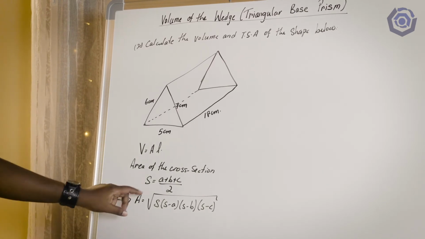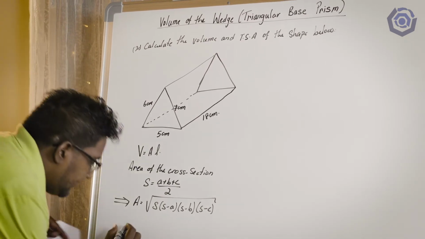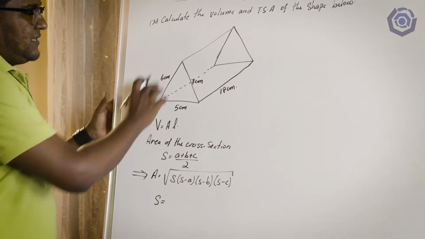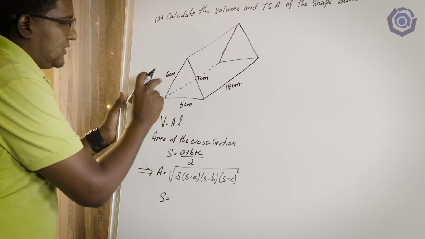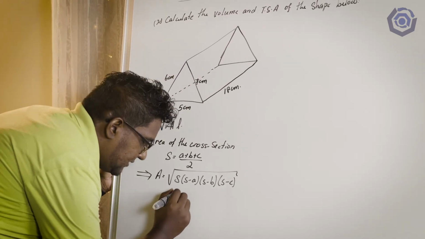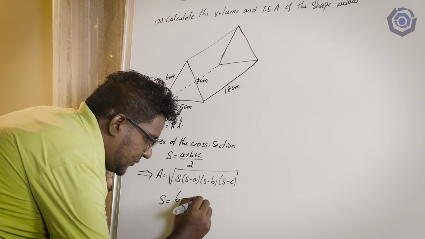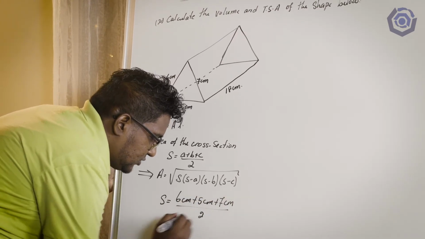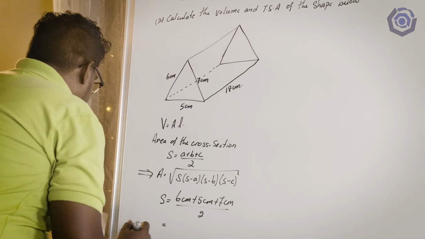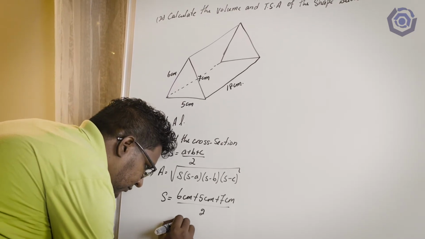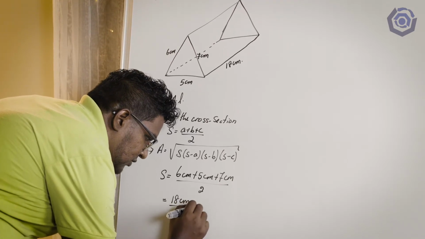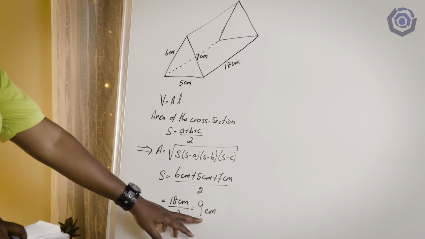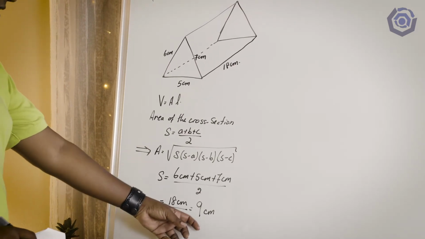So let's start. The first thing we have to do is find what is S. So S is equal to A plus B plus C, and A, B, and C are the sides of our triangle. So that's going to be 6 plus 5 plus 7. So 6 cm plus 5 cm plus 7 cm divided by 2. And that's going to give me 18 divided by 2. And here we have 9 cm. So our S value is 9 cm, or the semi-perimeter is 9 cm.